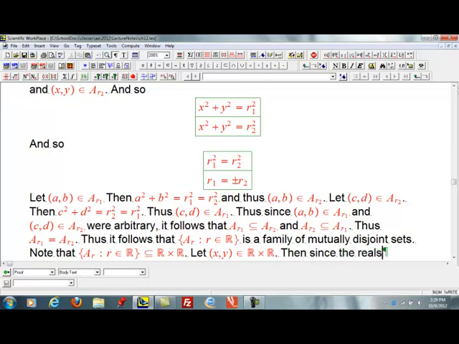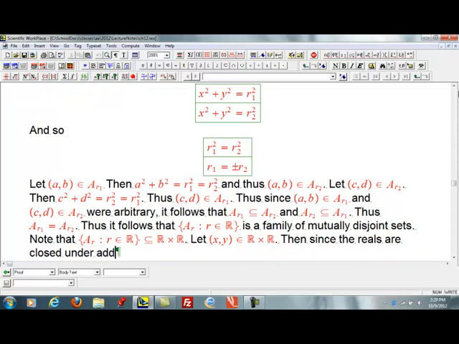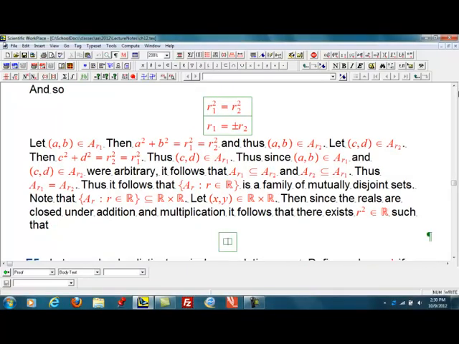Since the reals are closed under addition and multiplication, it follows that there exists, and we'll call it an r squared in the reals, such that x squared plus y squared equals r squared. Does everybody follow why I can make that claim? x squared is in the reals, y squared is in the reals. The sum of that has to be in the reals. Just take the square root of that value. It too is a real number. Call it r. Then r squared is equal to that sum.